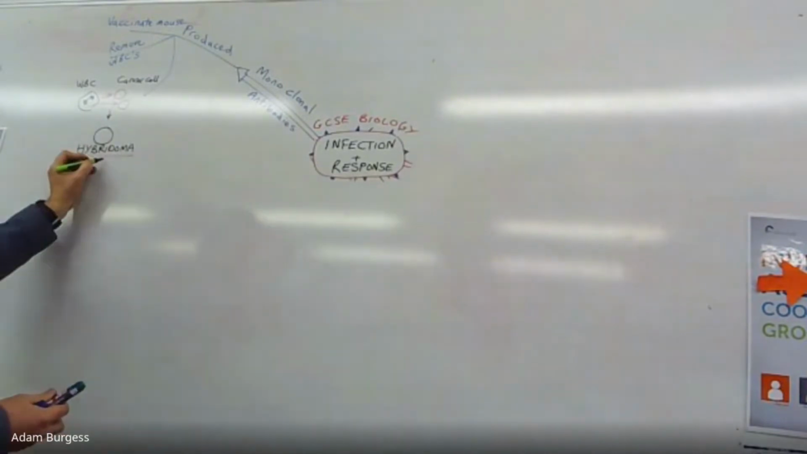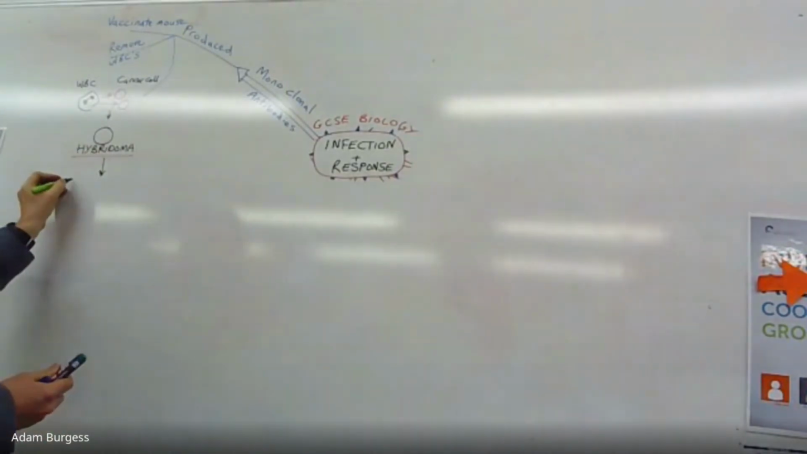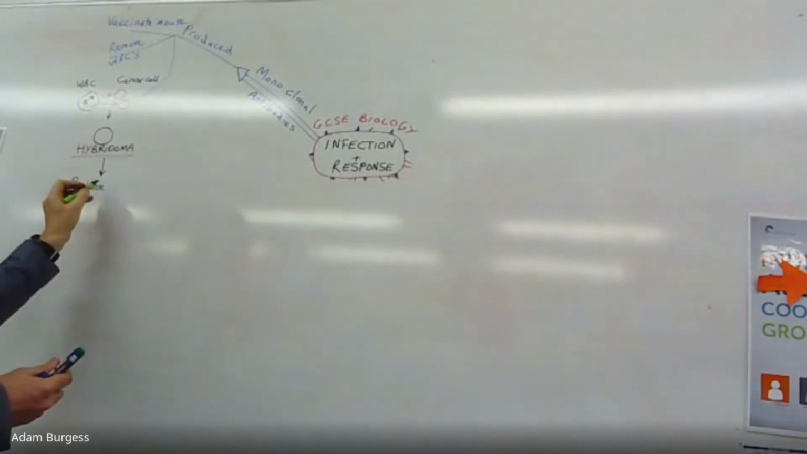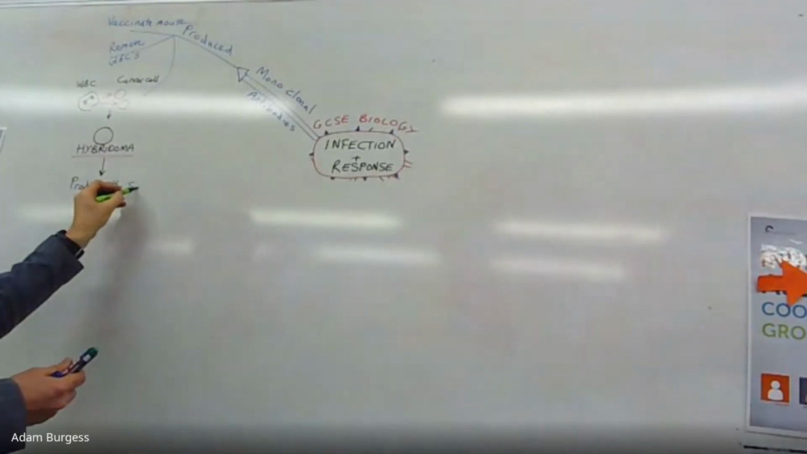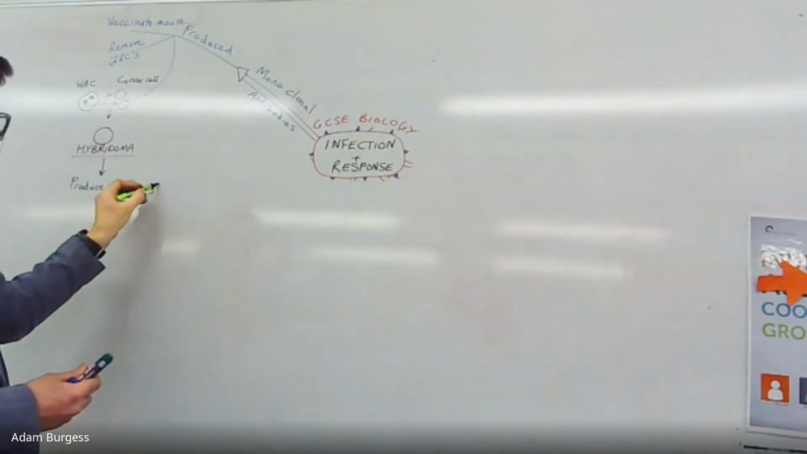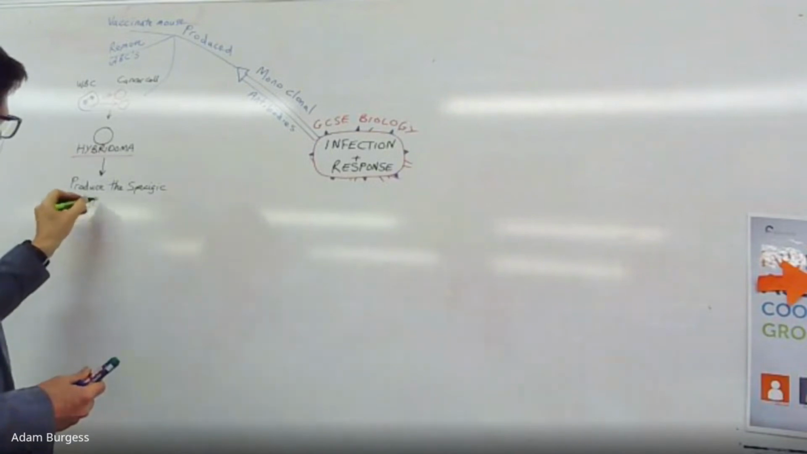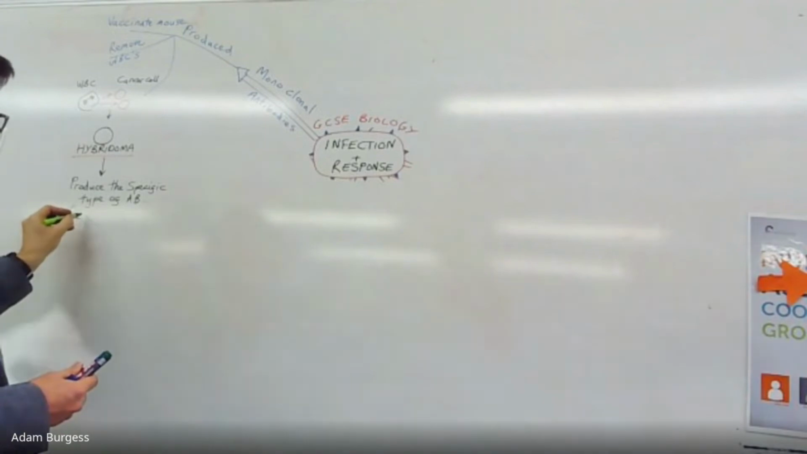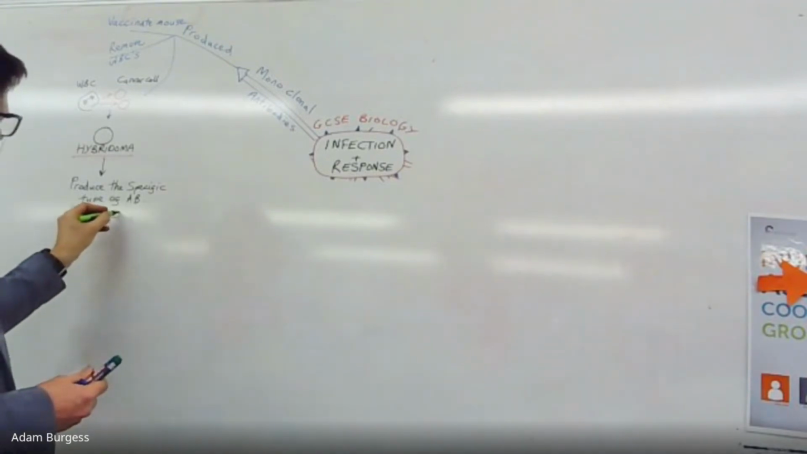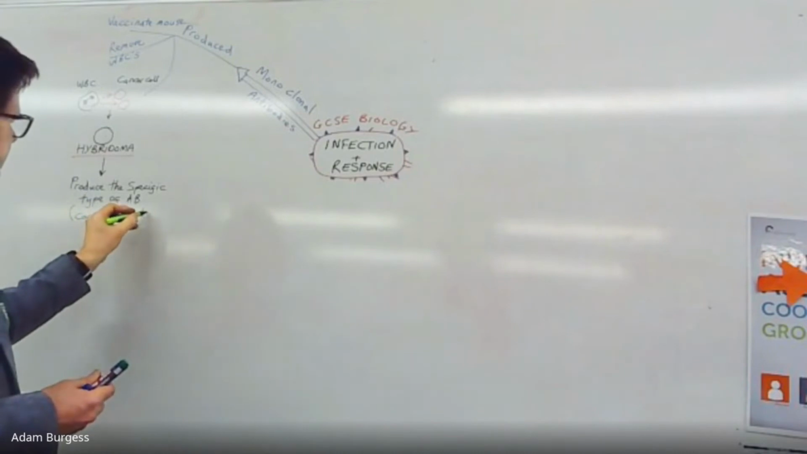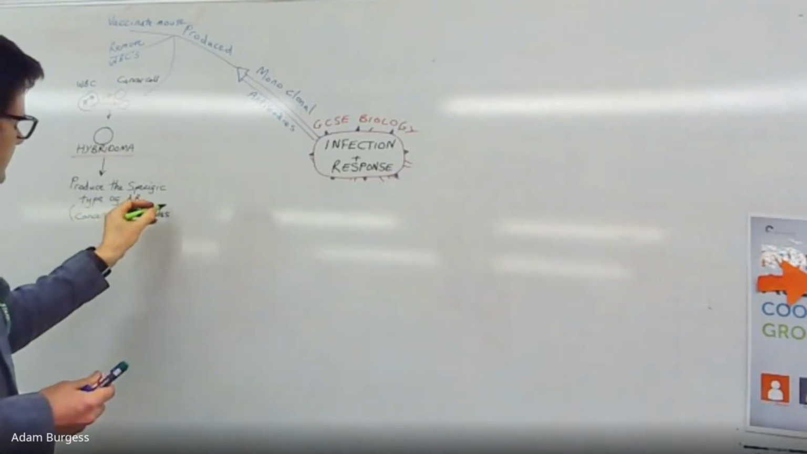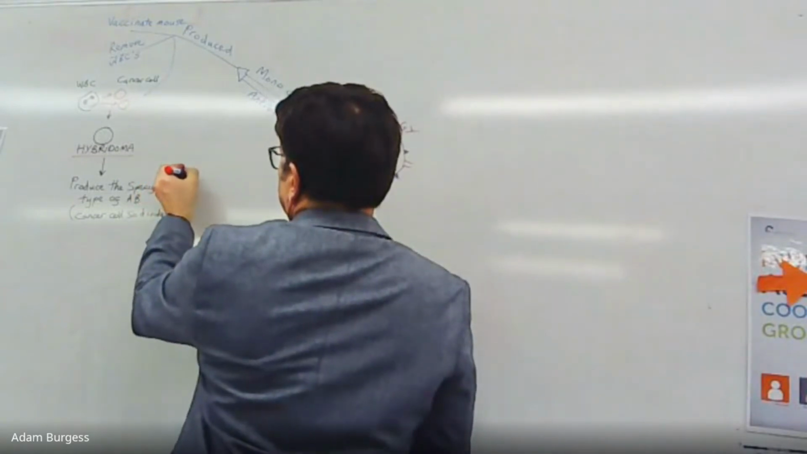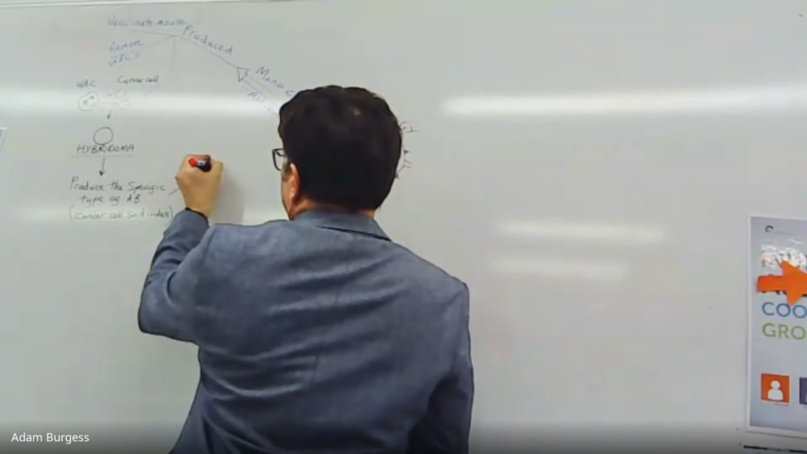Now this hybridoma is useful because then you can produce the specific type of antibody. Because it's a clone, and it's a cancer cell, it divides very quickly. So it can divide quickly and produce large amounts.